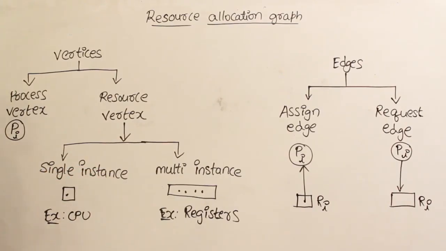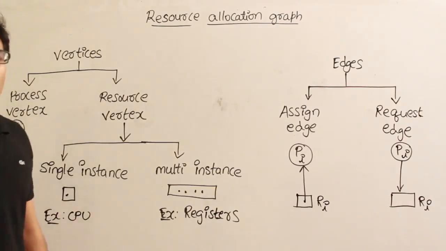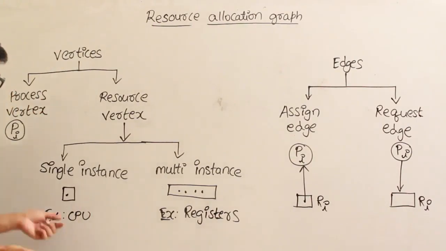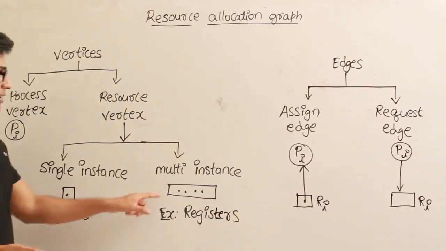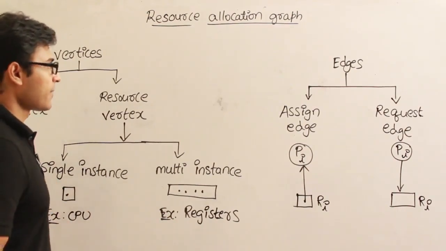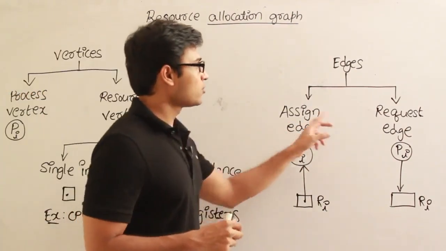If you have only one CPU, then that is a single instance resource, right? Therefore, a single instance resource is going to be represented as a box inside which there is only one dot. So the number of dots indicates how many instances are present of each resource type. Here this resource type contains only one instance, and here this resource type contains 4 instances, because it is a register.